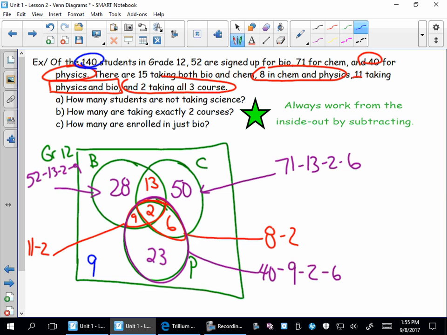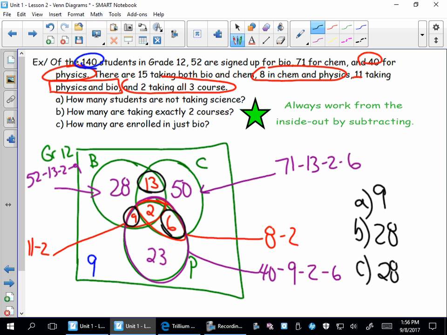Let's answer the questions now. So what do we got? Question A. How many students are not taking science? Well, we just figured that out. It was 9. How many students are taking exactly 2 courses? So it could be bio and chem, that would be these people, or bio and physics, these ones, or chem and physics, these ones. So 13 plus 6 plus 9, there's 28 of those people. How about just bio? So in the bio circle, but not in any of the overlaps. Well, again, that seems like 28.